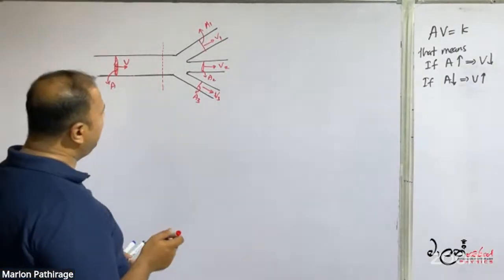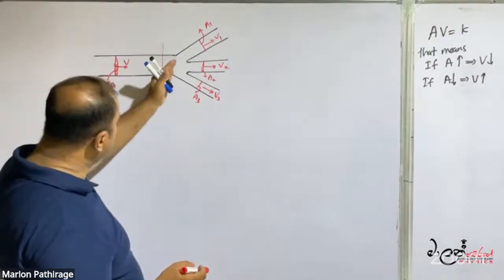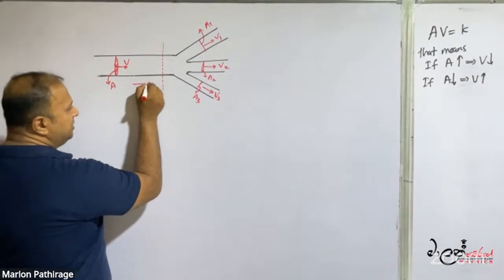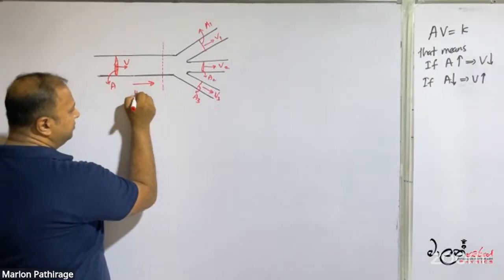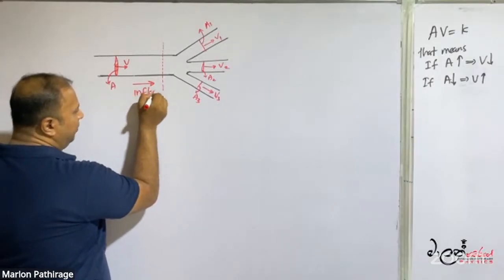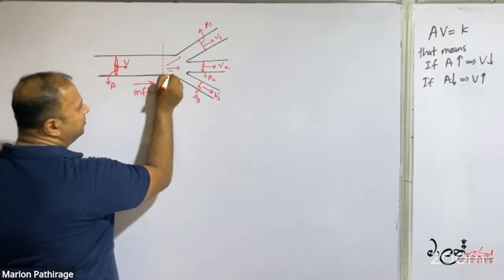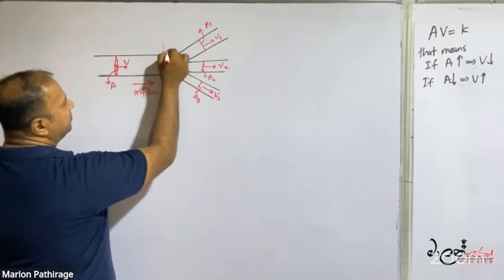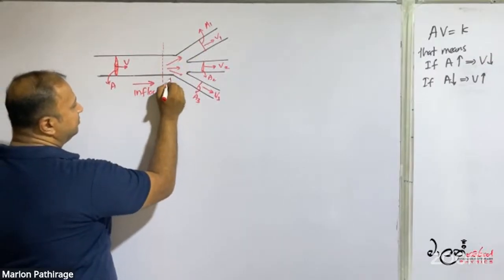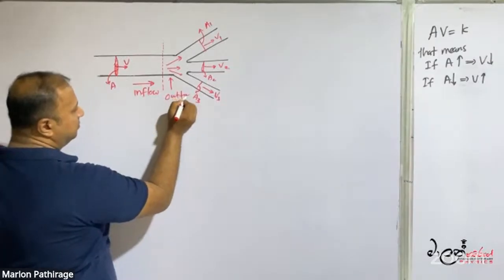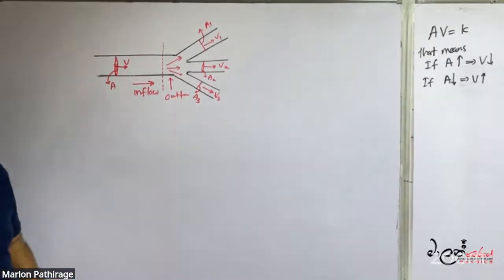If you look at this kind of certain cross section, then this is the water inflow, and this is the outflow. Inflow and outflow.